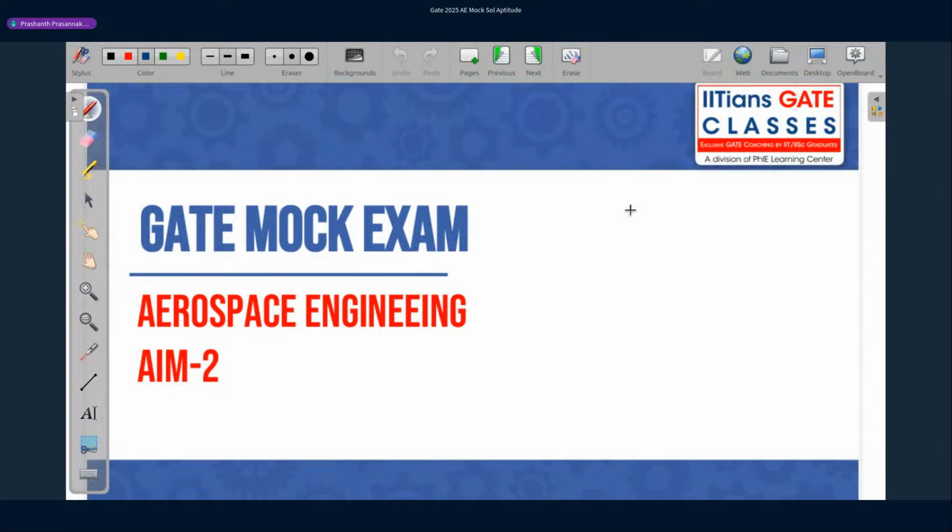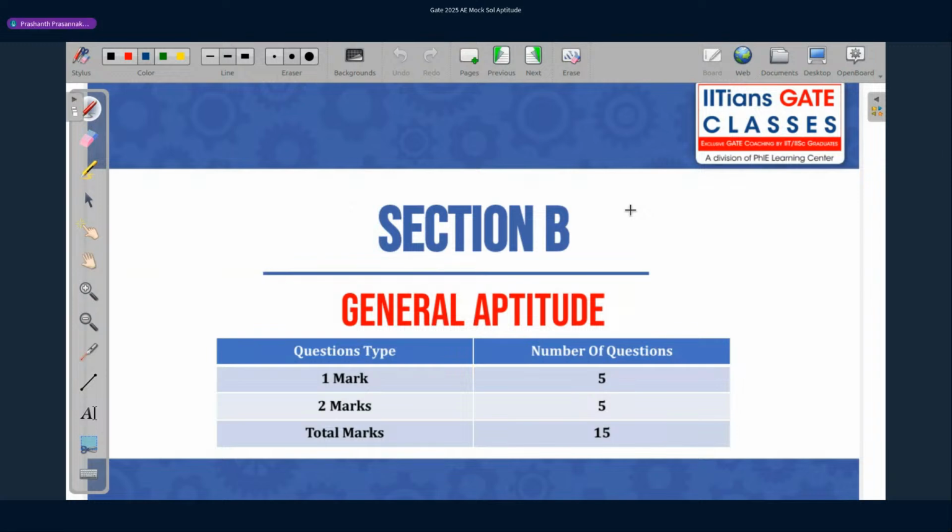Solutions to the mock exam. Okay, into the mock exam. The section I'll be covering today is general aptitude. Let's take a look at the pattern.